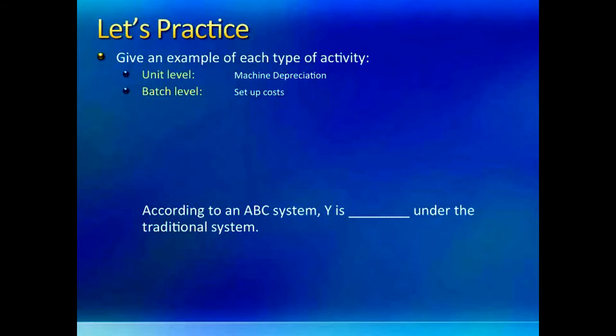When you store, order, or account for spare parts, they must be related to a particular product, making it a product level activity. Finally, when you pay property taxes or buy insurance for the factory, it does not matter how many units or how many batches of products you made. So, this is a facility level activity.